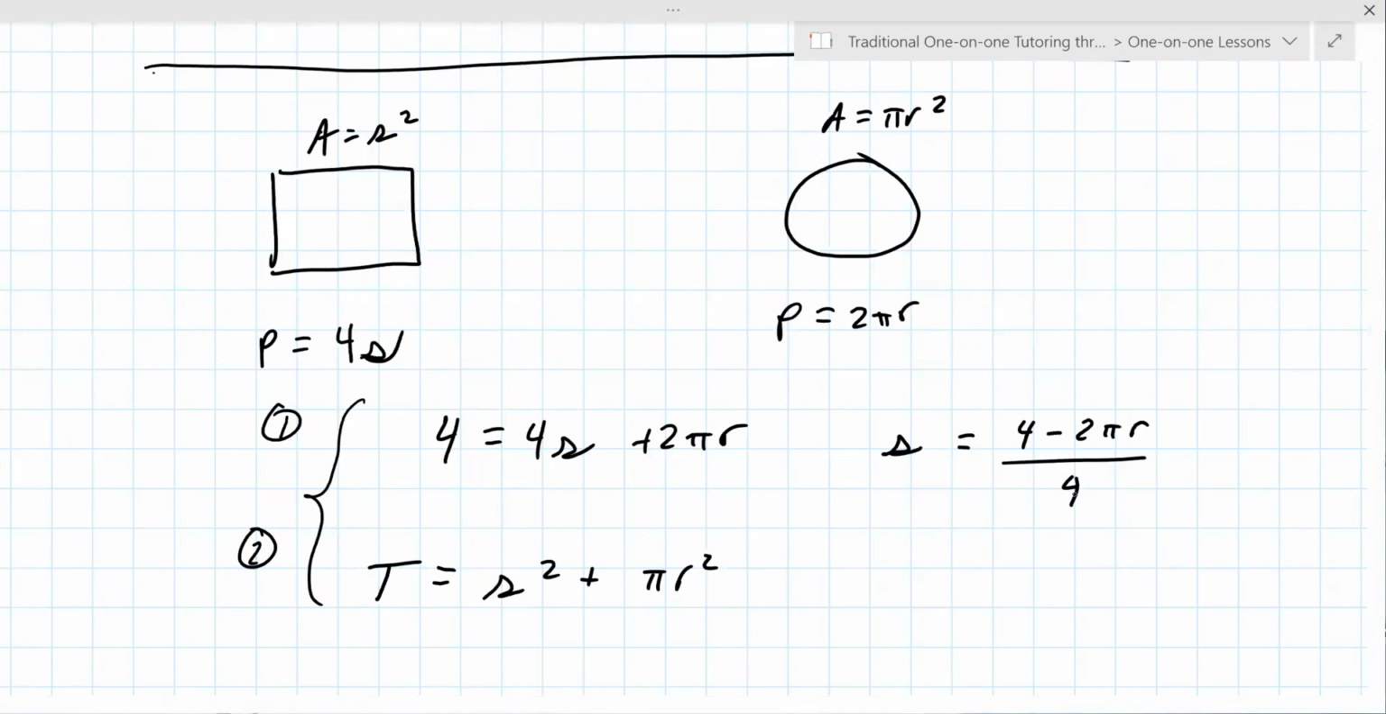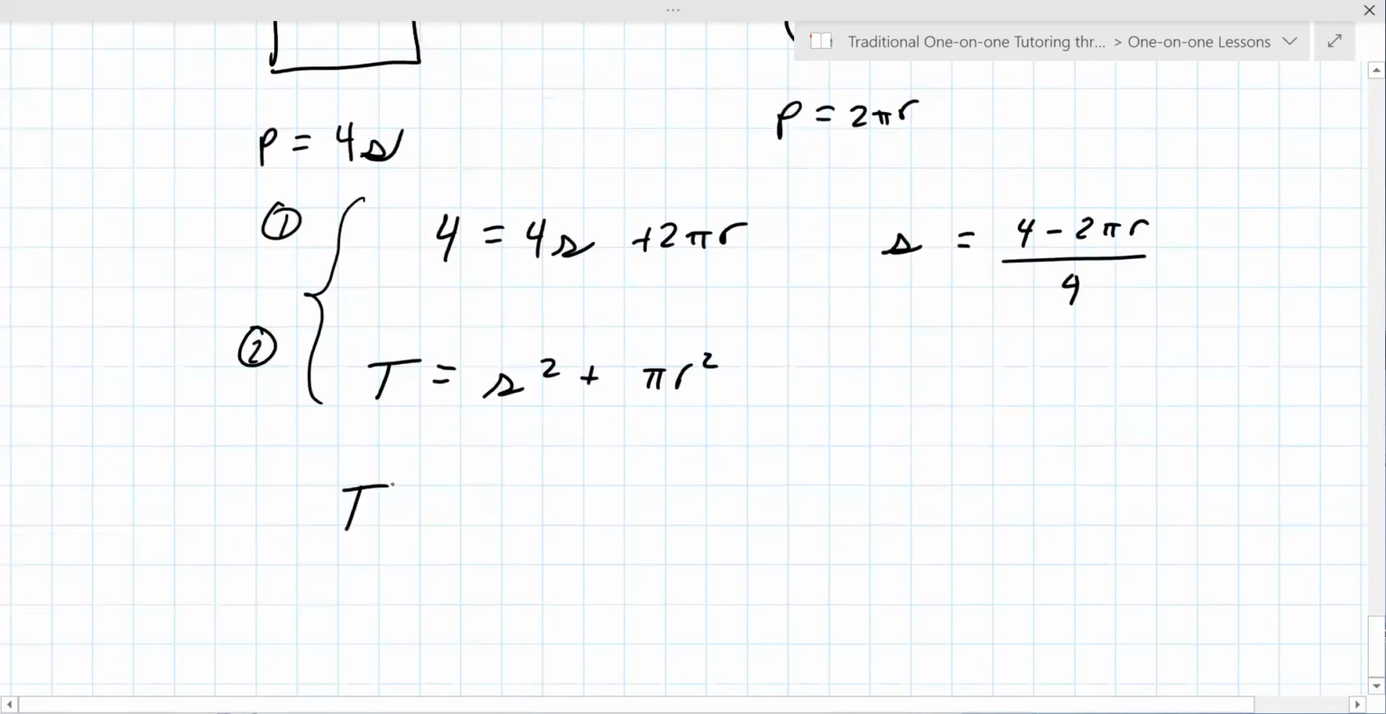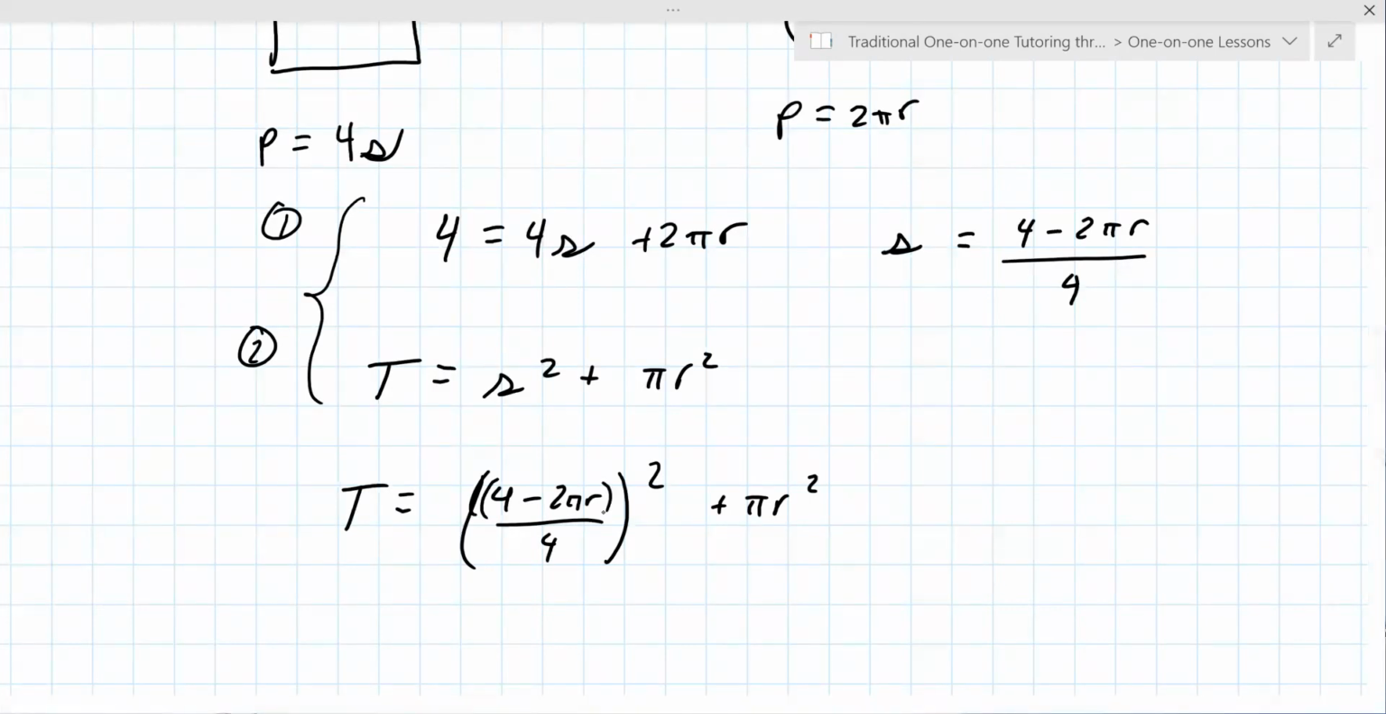But it's not that much. I mean, it's not the greatest thing in the world. It's still bad. So T is 4 minus 2 pi r over 4 all squared plus pi r squared. So you have an option here. You can either expand this because this is really a binomial and then take a derivative, or you can take a derivative as is. I'm not even sure what's best.